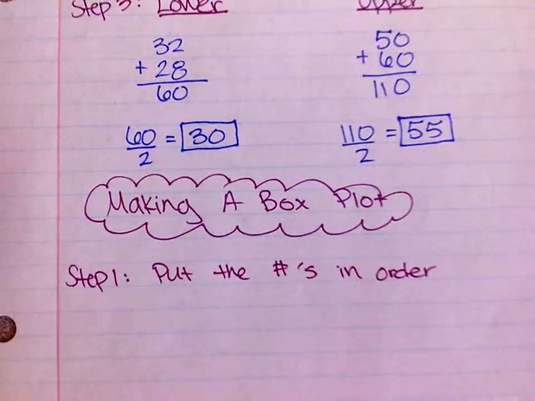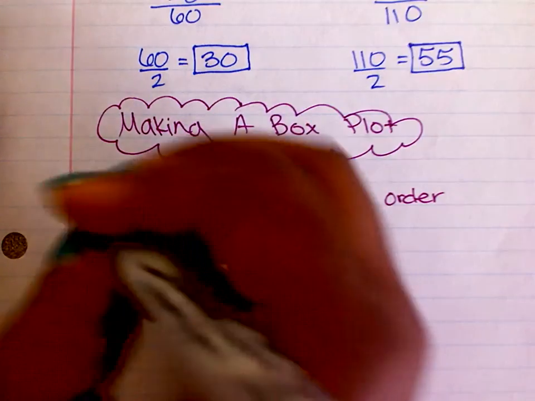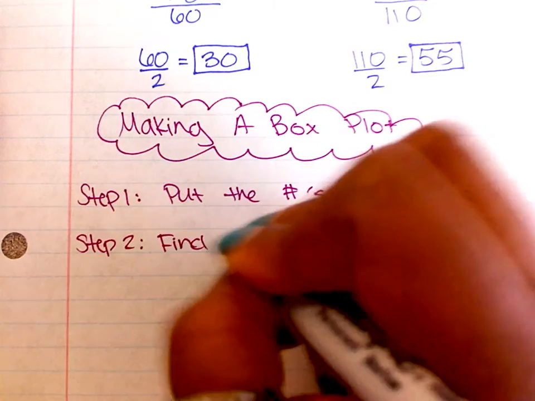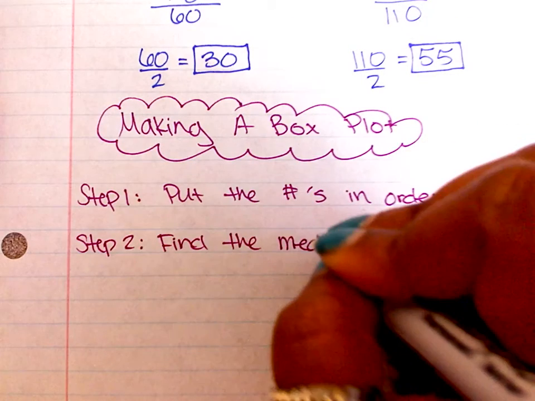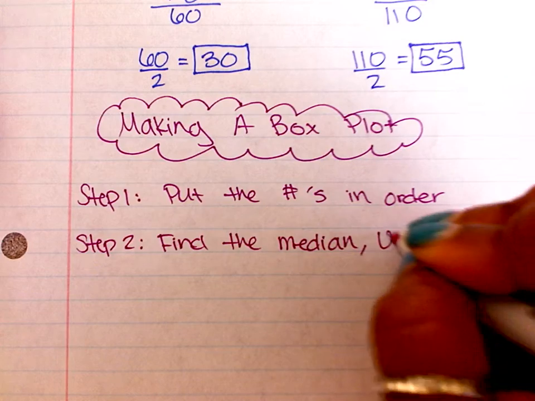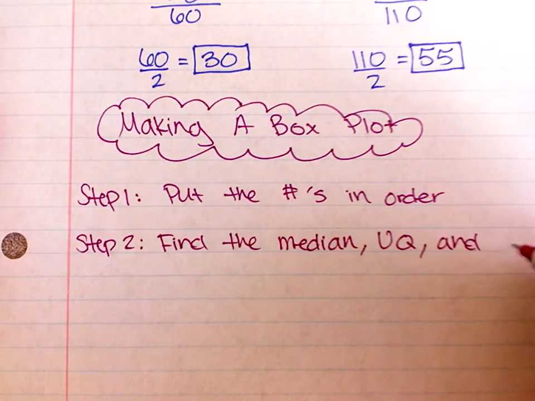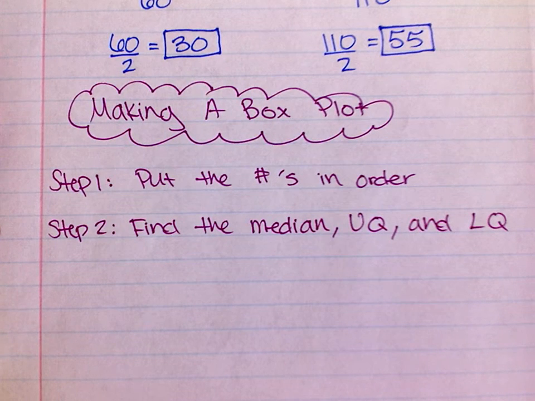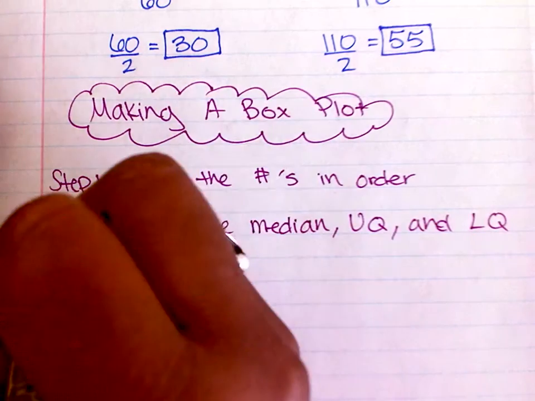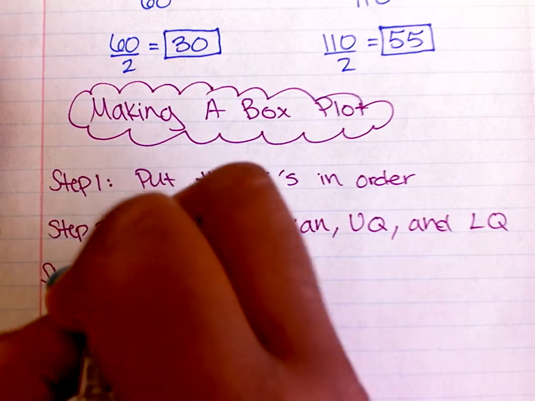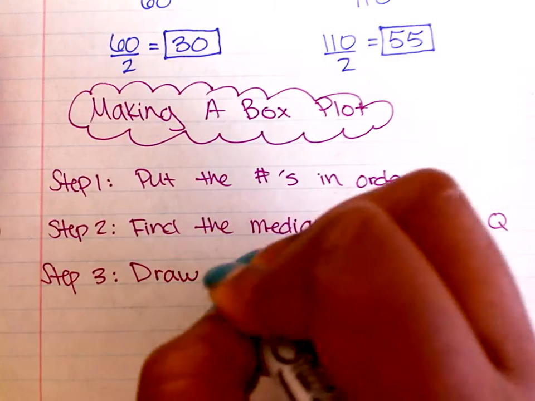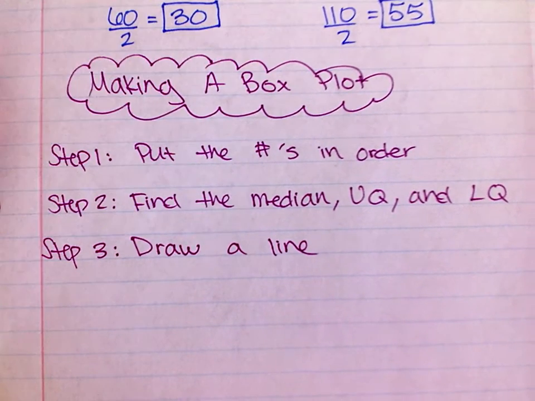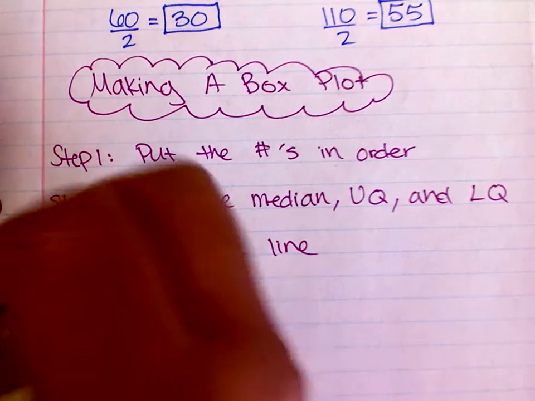Step 2. Find the median, upper quartile, and lower quartile. This is where it changes. Step 3. Ooh, it's so hard. Draw a line. Oh my god. I know. So frustrating.